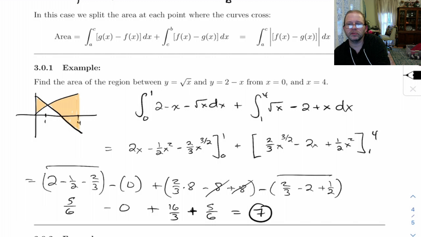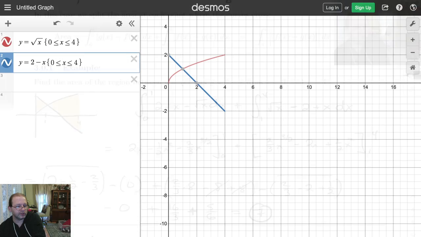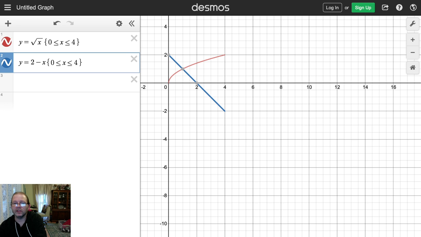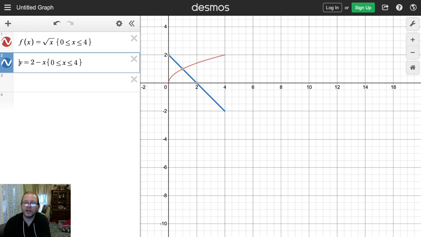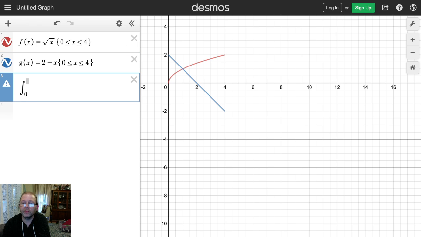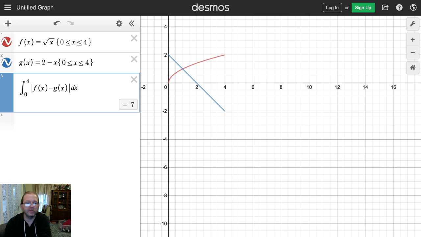Let's double check that on Desmos. Let's go back over here. I'm going to come back up here. I'm going to change this to f of x. I'm going to change this down here to g of x. And I'm going to do integral from 0 to 4 of absolute value of f of x minus g of x dx. And sure enough, it gives me 7 for the answer. So that's a good way to check this.